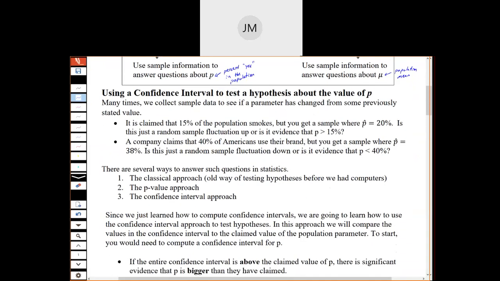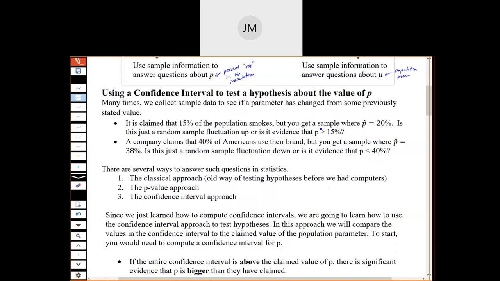So let's look at how we can use a confidence interval to help us answer a question. So here's some example of some sample data, right? We can collect sample data, and one of the things that we can do is we can see if something has changed from before. For example, let's say it's claimed that 15% of the population smokes. You want to see if that's actually true, or if maybe it's changed since then, right? Maybe that was an old study or something like that, and you want to see if it needs updating.